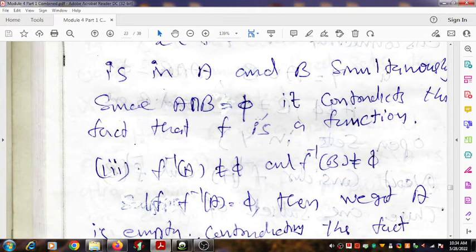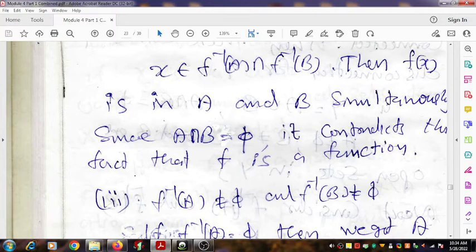But this contradicts the fact that A and B make a disconnection for the space Y. Since A and B are chosen such that they make a disconnection for the space Y, A intersection B must be an empty set. Thus we get the contradiction.